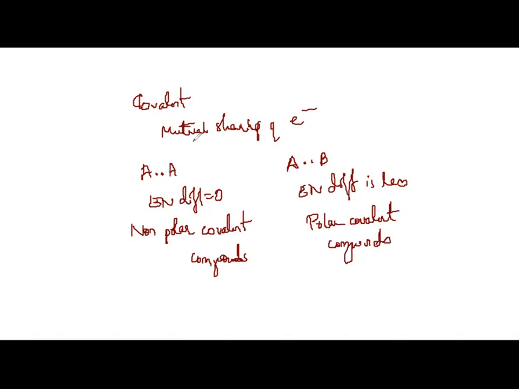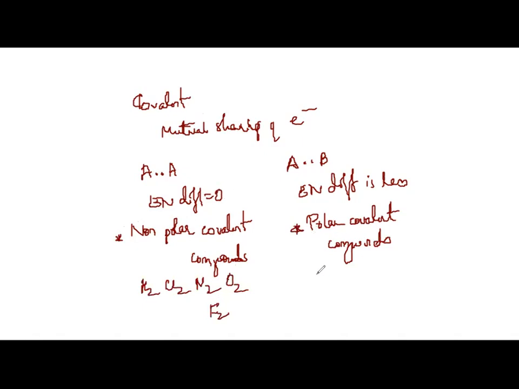What about covalent? Covalent bonding means mutual sharing of electrons. When mutual sharing is there, from where will you show the charges? That is understood from these two types, non-polar covalent compounds and polar covalent compounds. If the electronegativity difference is entirely zero, the bond is formed between two similar atoms. Examples: H2, Cl2, N2, O2, F2. These are all non-polar covalent compounds.